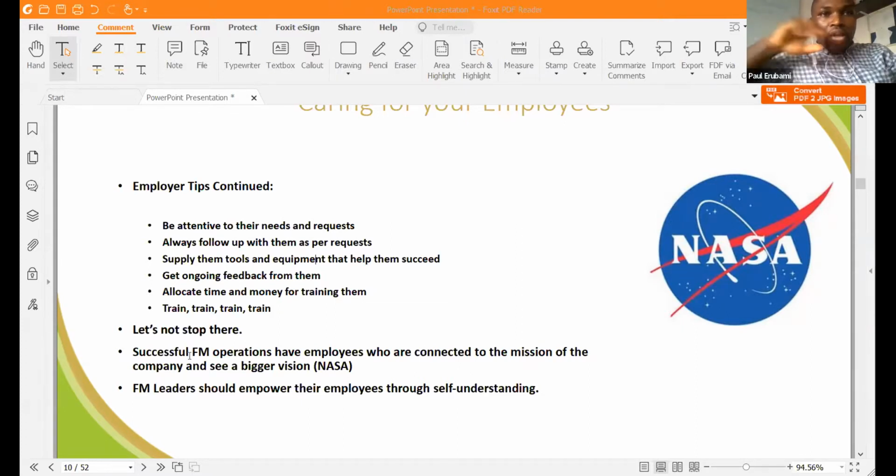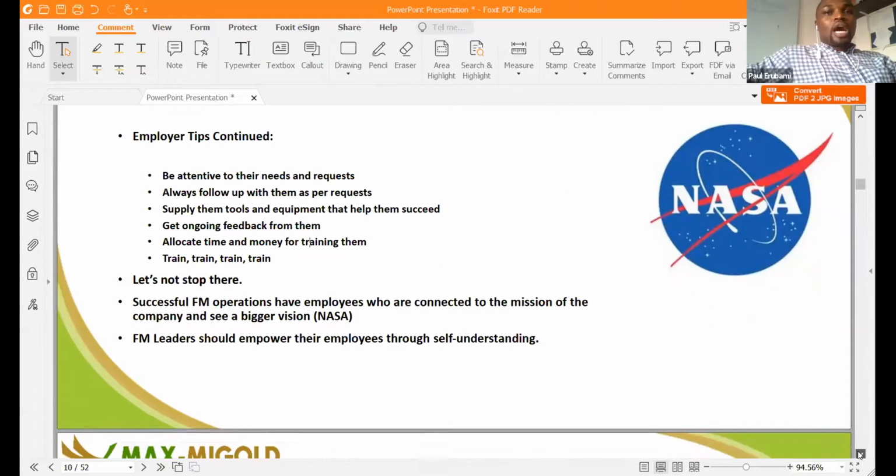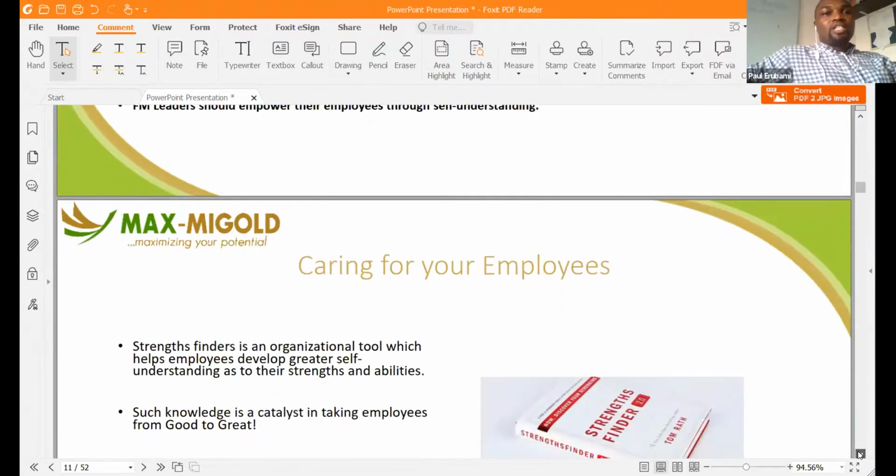So let's stop here. Successful facility operation has employees who are connected to the mission of the company and see a bigger vision. Facility management leaders should empower the employee through self-understanding. It's not just enough for you to have a mission and vision for your organization, whereas your staff doesn't even understand 10% of what your organization is saying.